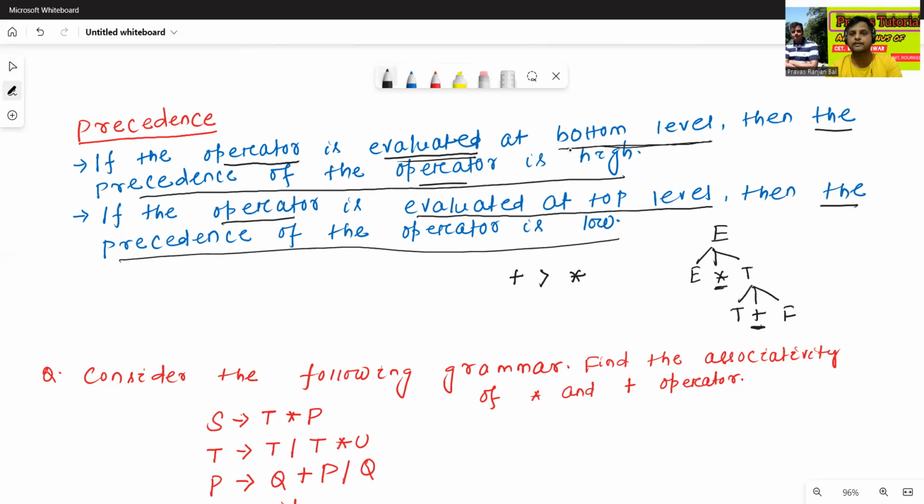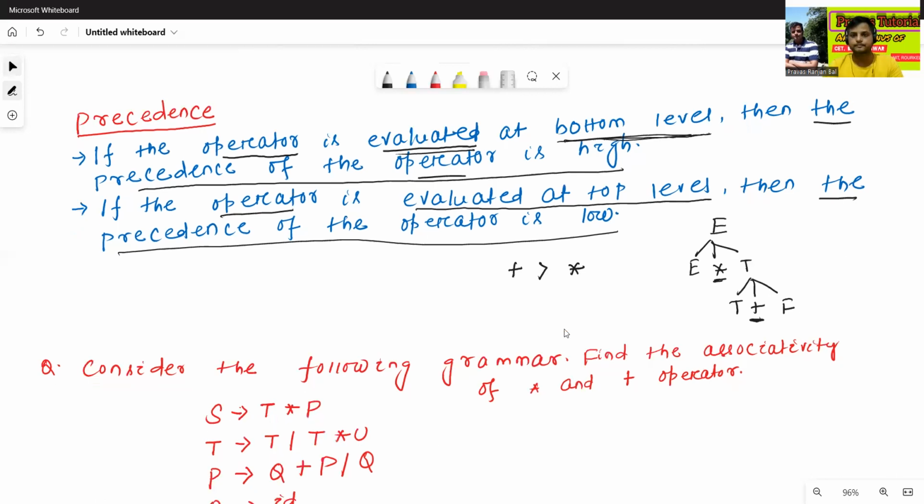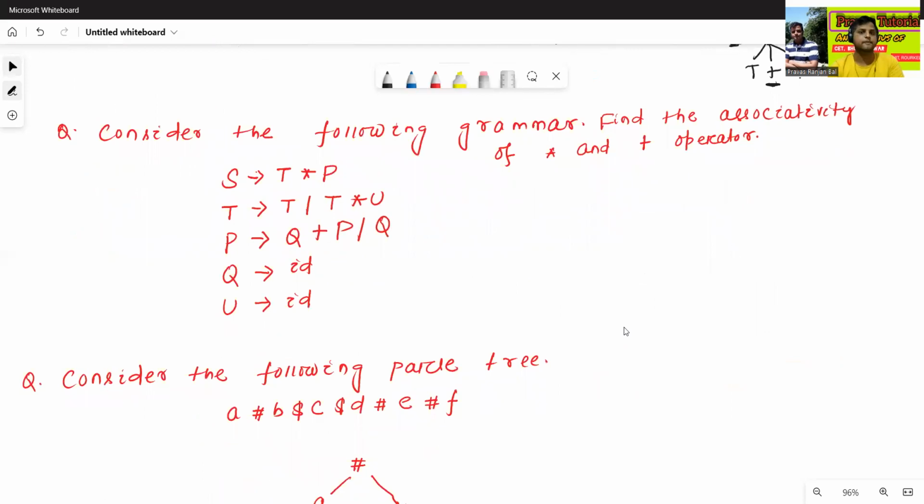So if the operator is evaluated at the bottom level, then its precedence is very high. If the operator is evaluated at the top level, then its precedence is very low as compared to an operator evaluated at the bottom level. Okay, now we'll discuss some examples related to associativity and precedence. Let's see. Consider the following grammar. Find the associativity of star and plus operator. Just see.